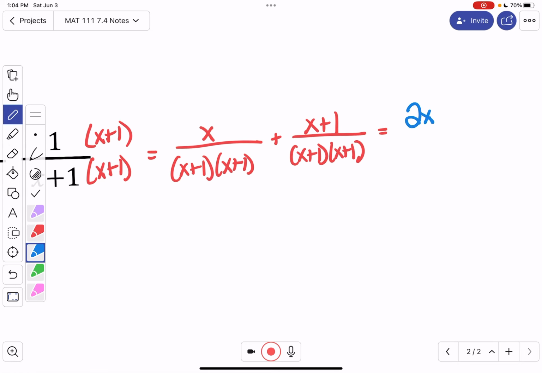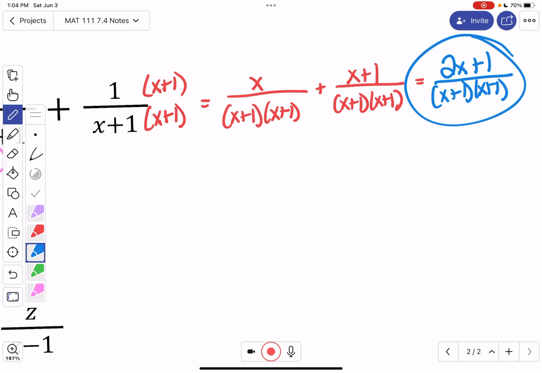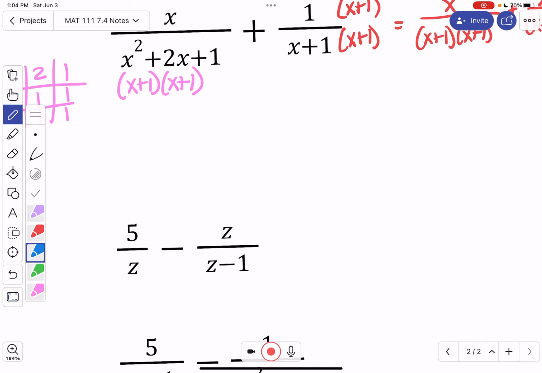Then we combine like terms. X plus x is 2x. The bottom's going to be x plus 1 times x plus 1. And we can't simplify, so that's our answer. Subtraction works the same way. The key thing is paying attention to the signs and not messing up by dropping negatives when you have two together.